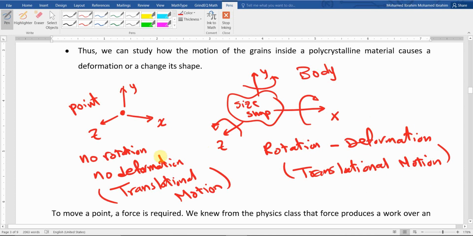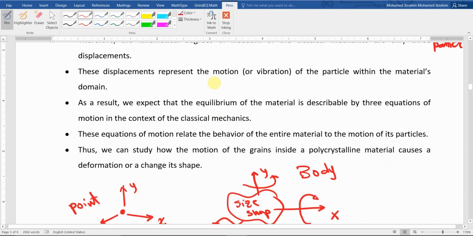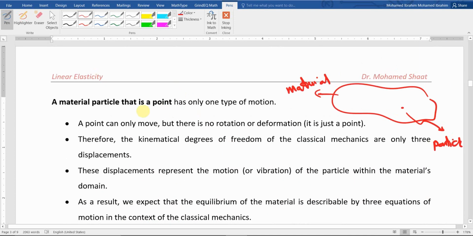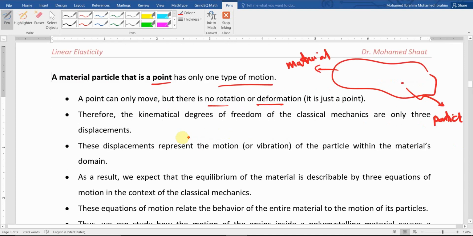Make sense? So since we are talking about a particle in classical mechanics, this particle is just a point, right? So it has only one type of motion, that it can only move. A material particle that is a point has only one type of motion, that it can only move, with no rotation, with no deformation. Make sense? It's just a point.